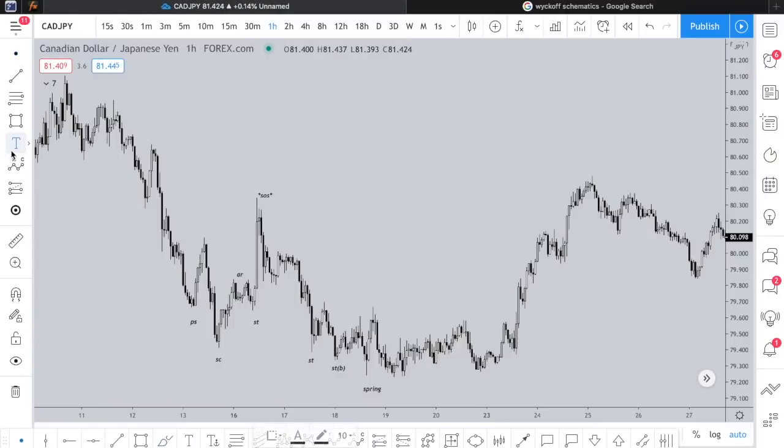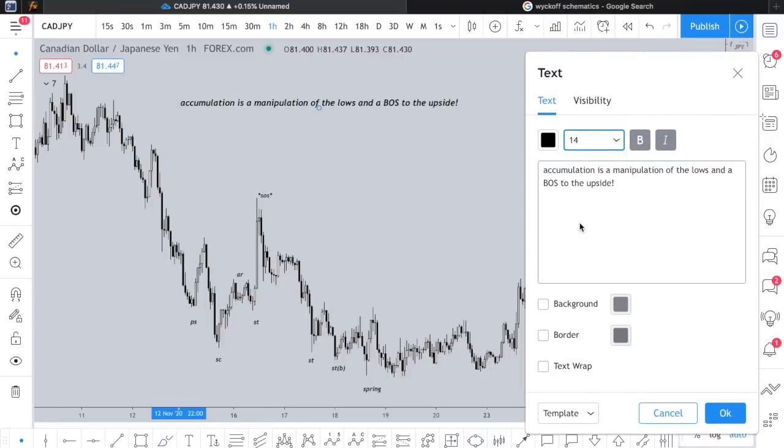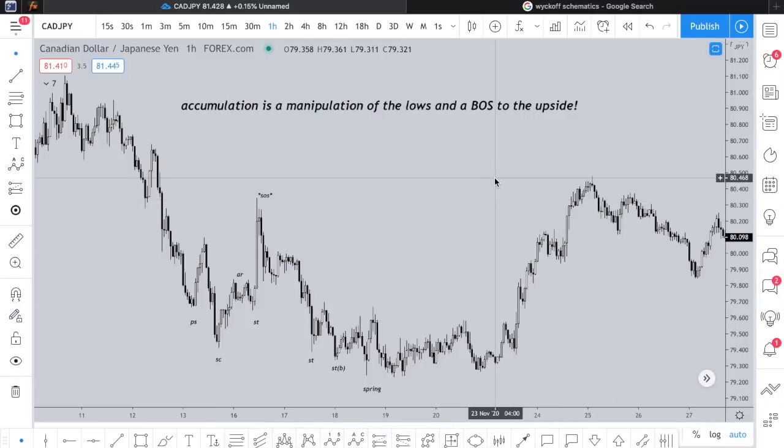So let's go back to the definition of accumulation that we spoke about in the last video, and that's very simple. Accumulation is a manipulation of the lows and a break of structure to the upside. The general idea behind accumulation is we are constantly manipulating the lows, or constantly reaching below the previous zones of support that this market creates, grabbing that liquidity and then having a major rally to the upside.